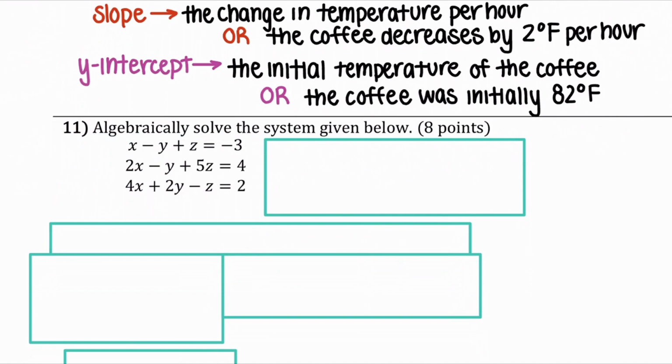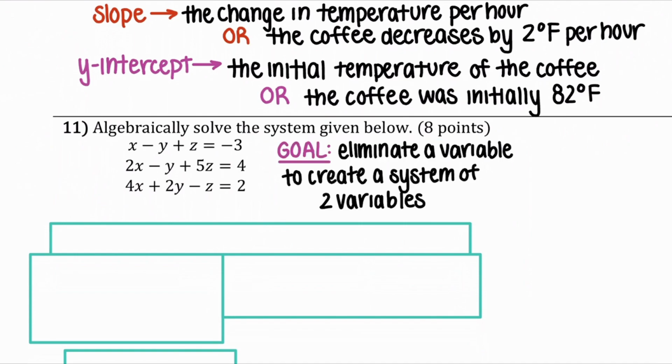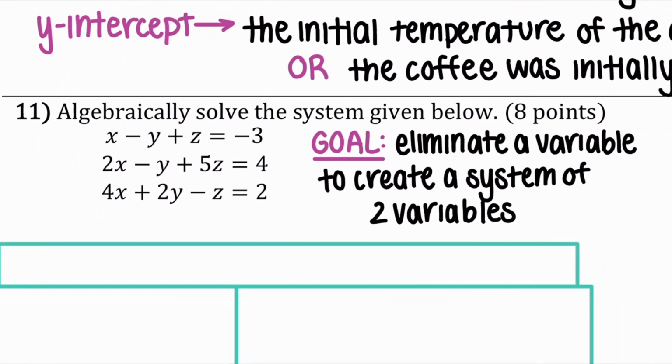Our fave. System of equations with 3 variables. So they ask us to algebraically solve the system given below. And so at this point, we can either choose to do elimination or substitution, whatever you like. I personally like elimination, so that's what we're going to do. So the goal is to eliminate a variable to create a system of 2 variables. So once again, what we're doing is we're taking this very large system and we're making it into a smaller equivalent system that is easy to solve.